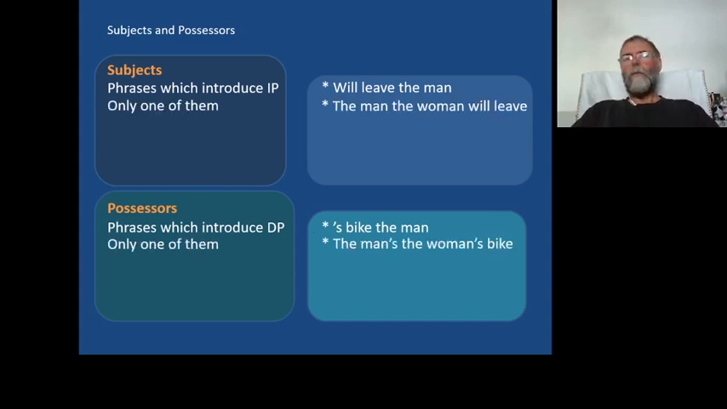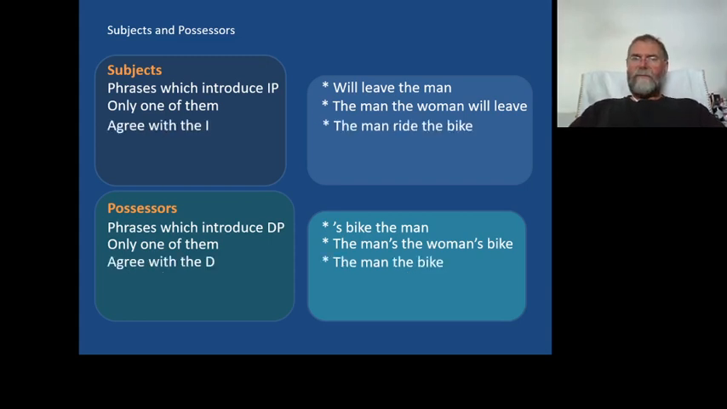You can only ever get one specifier, and you can only have one subject. You can't say the man, the woman will leave. And you can only have one possessor. You can't say the man's, the woman's bike. So both of them seem to behave similarly in that respect.